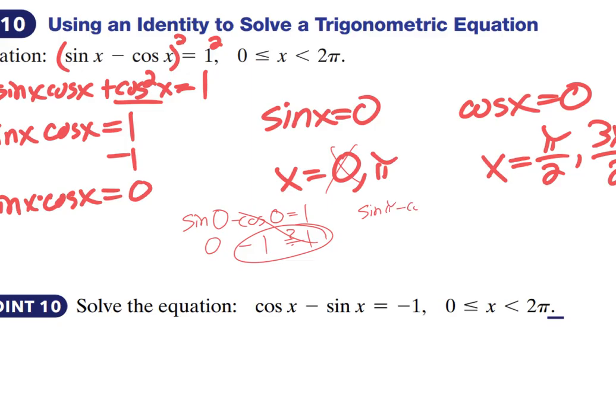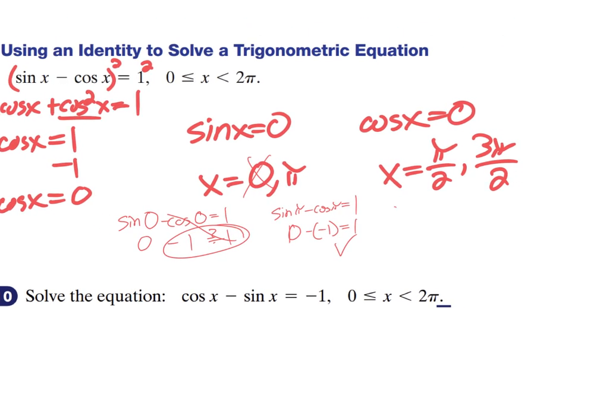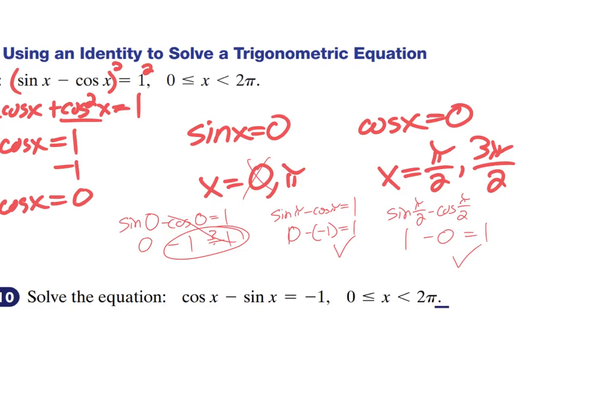Okay, we'll check the next one. Sine of pi minus cosine of pi, see if that equals 1. Well, sine of pi is 0, and cosine of pi is -1, so this is true. Pi works. Now let's do sine of pi halves minus cosine of pi halves. And this is easy enough. We should just look at the coordinate at pi halves, and we see that the y-coordinate is 1, the x-coordinate is 0, so this does check out, the pi halves.